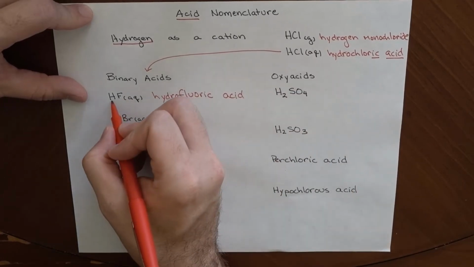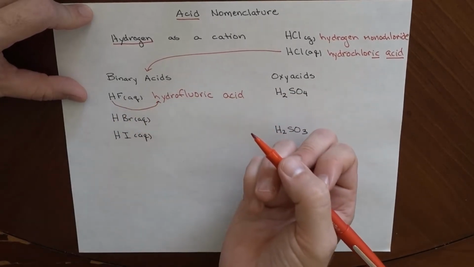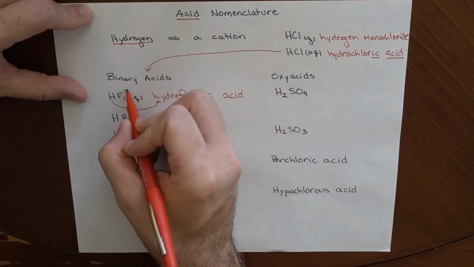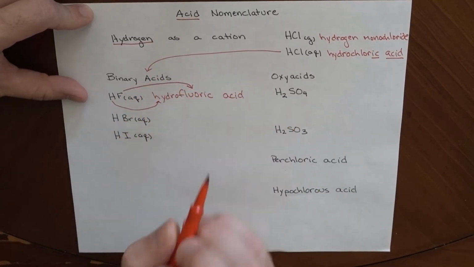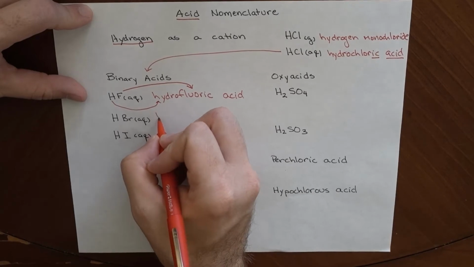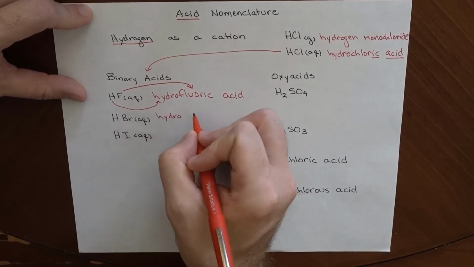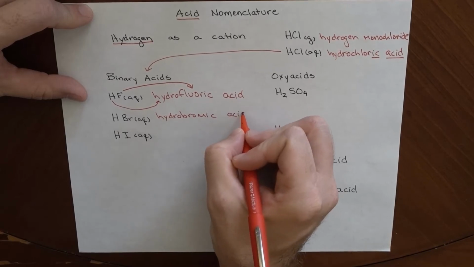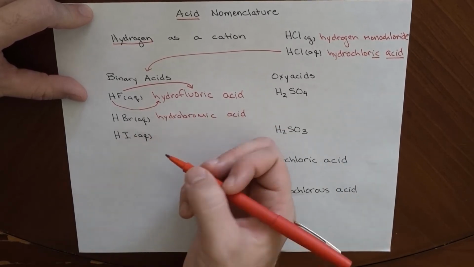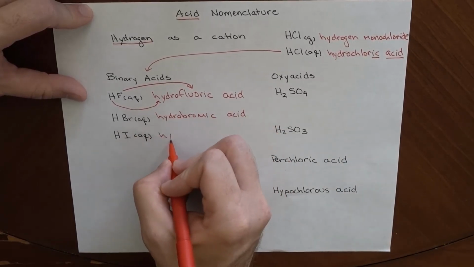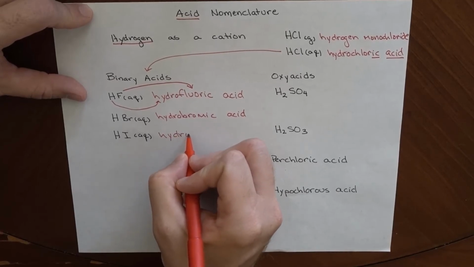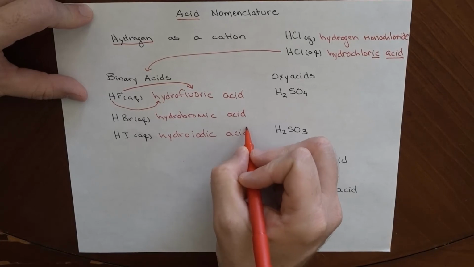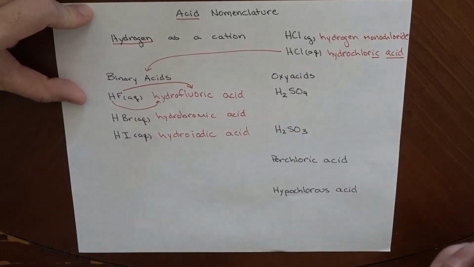Okay? Again, so hydro with the hydrogen, and then fluoric for the fluorine. So following the same convention, hydrobromic acid. And the friendliest acids, just saying hi here, hydroiodic acid. Okay, so that's pretty straightforward.